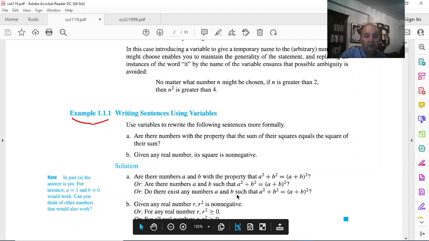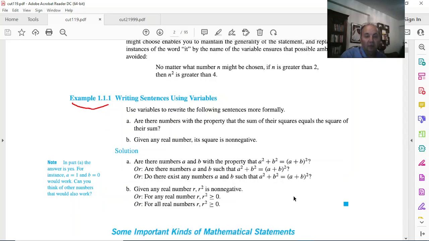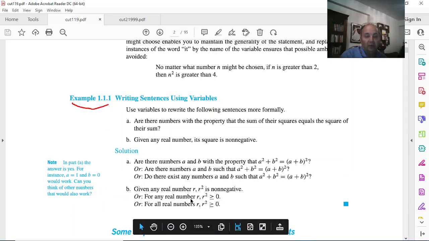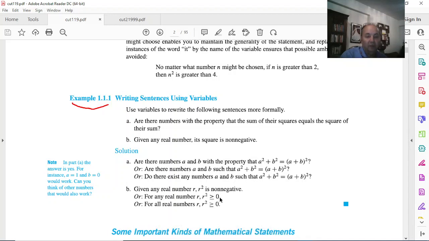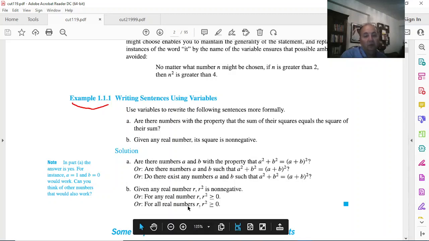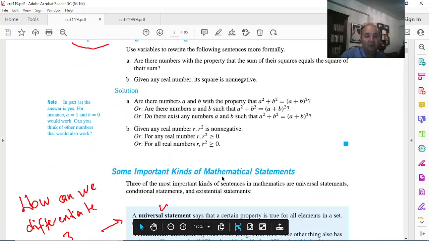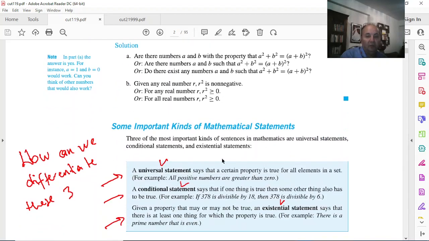Do there exist numbers a, b satisfying this equality? Sometimes we say "satisfying this equality." Or, for any real number r, r squared is positive or non-negative. The square of any real number gives you a positive number, positive integer or positive real number. For all real numbers, r squared is positive. These are different sentences using the mathematical terminology.